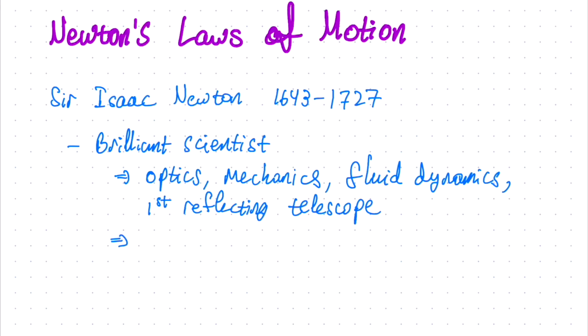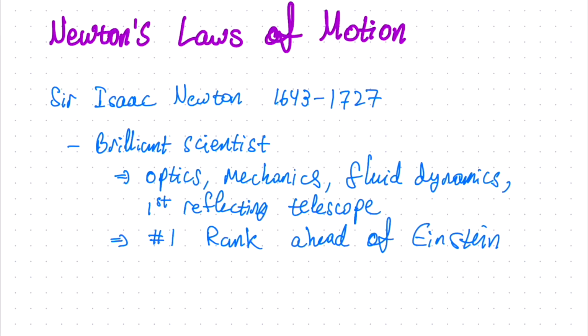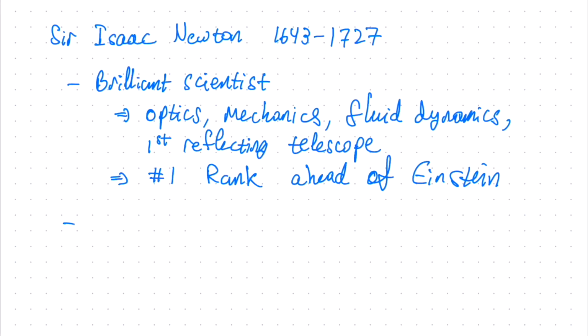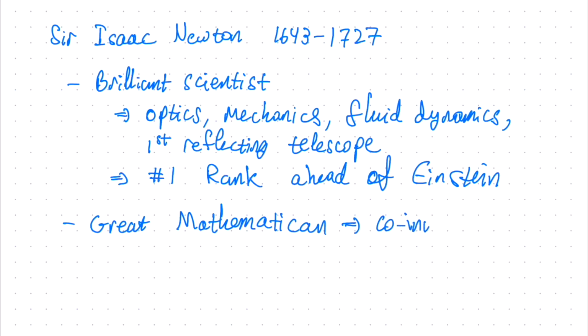Indeed, the significant contributions of Newton to science make him the number one ranked scientist of all times, even above the number two ranked scientist, Albert Einstein. Or at least, that is what a survey conducted in 1999 by the website PhysicsWeb tells us. Isaac Newton was also a great mathematician, having co-invented calculus with Leibniz.